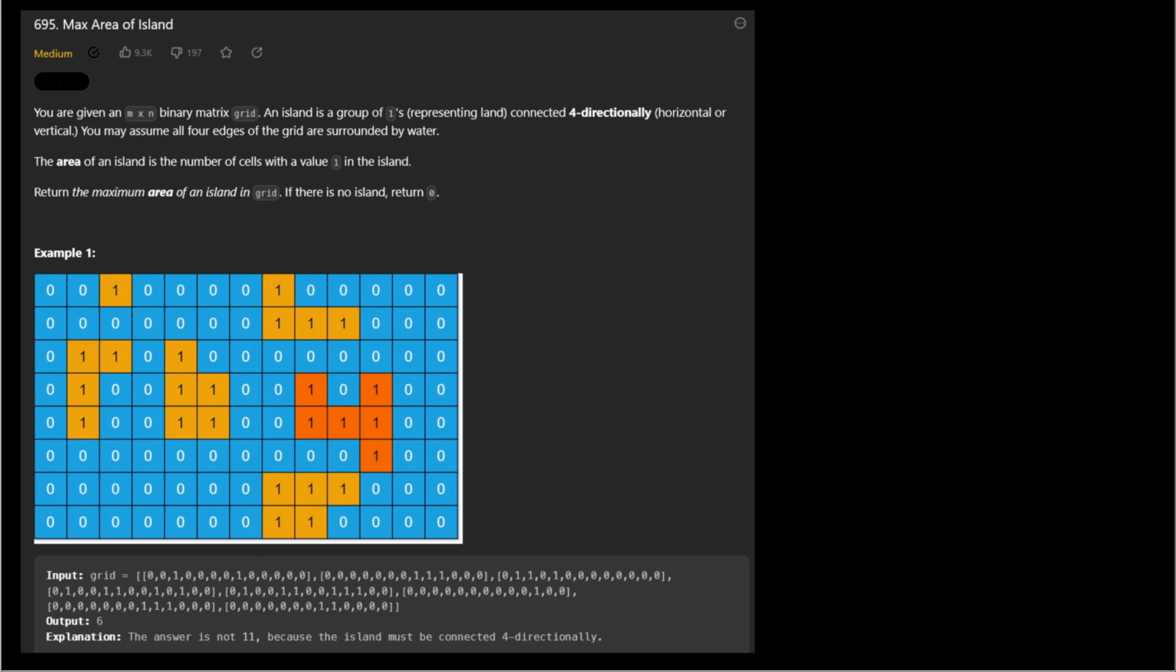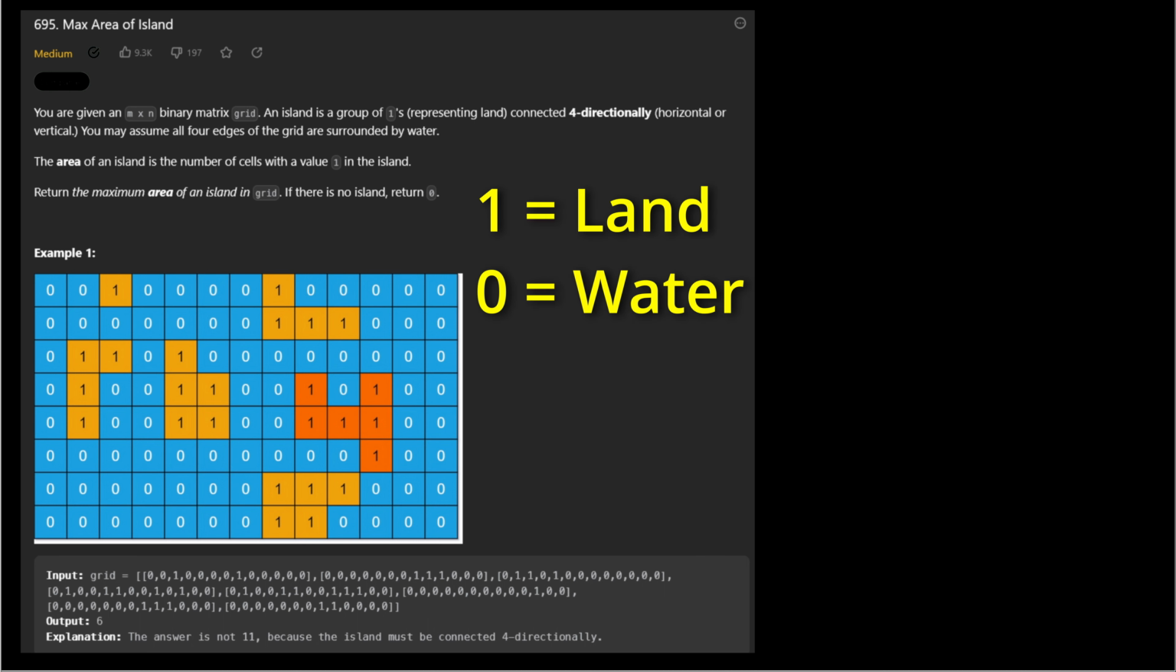Today's problem is 695, maximum area of island. You're given a map. It's a binary matrix grid. And on this grid, there are ones and zeros. The ones are lands and the zeros are water. The lands are connected horizontally and vertically. And our job is to find out what is the maximum area of an island on this grid.